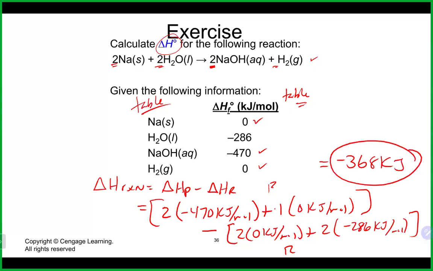Again, what that tells us is the number is not really the important part here, per se. The sign is negative, and that tells us that this reaction overall is exothermic as energy is going to be released. Any questions on that calculation there?